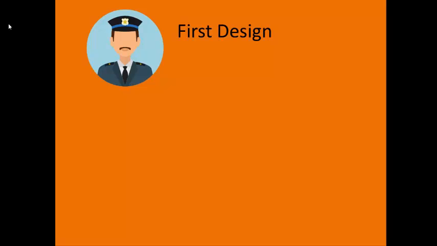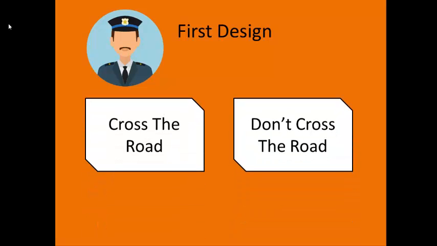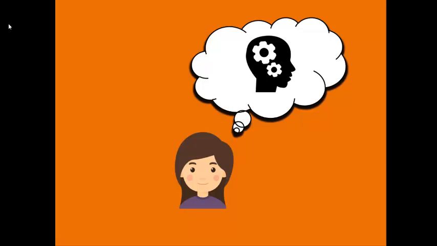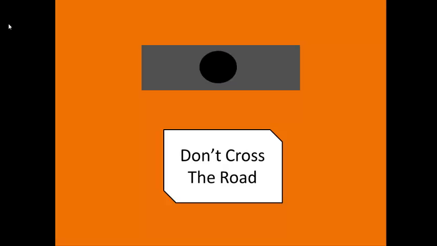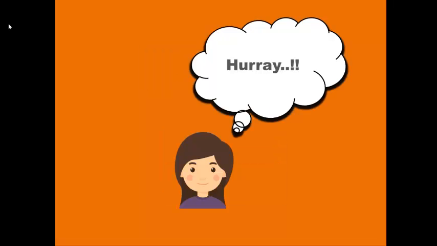In our first design, we'll make a traffic light that will indicate just two things. 1. Cross the road. 2. Don't cross the road. So, let's give it a thought. And we finally came up with our first design, with a traffic light having only one light bulb. When the light is on, it would indicate to cross the road, and when off, it would indicate to not cross the road. Hooray! But it seems not enough.